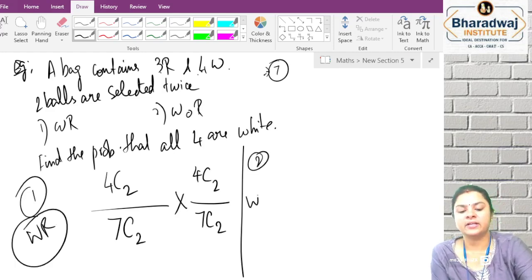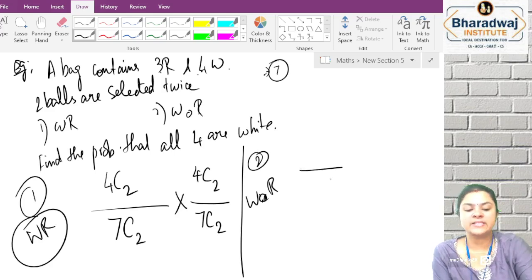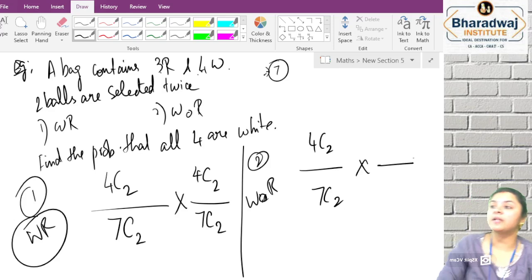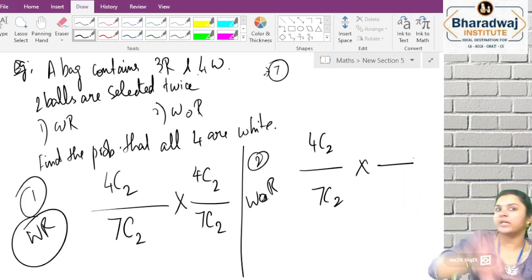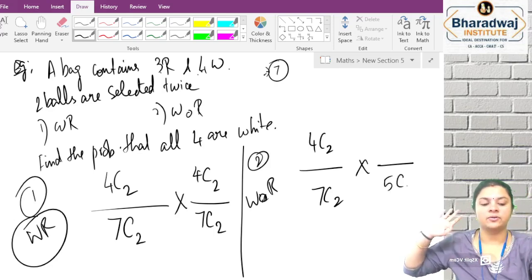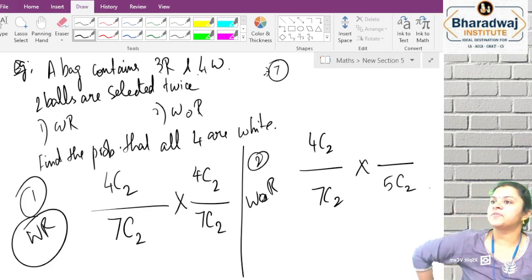Now, when it comes to without replacement. First activity, same story. 4C2 by 7C2. I have 7 balls, out of which I need to pick 2 white balls. Now come to the second activity. How many balls do I have left? 7 balls, 2 balls are taken. I am not putting them back into the lot. So how many balls are left? The denominator will be 5C2.